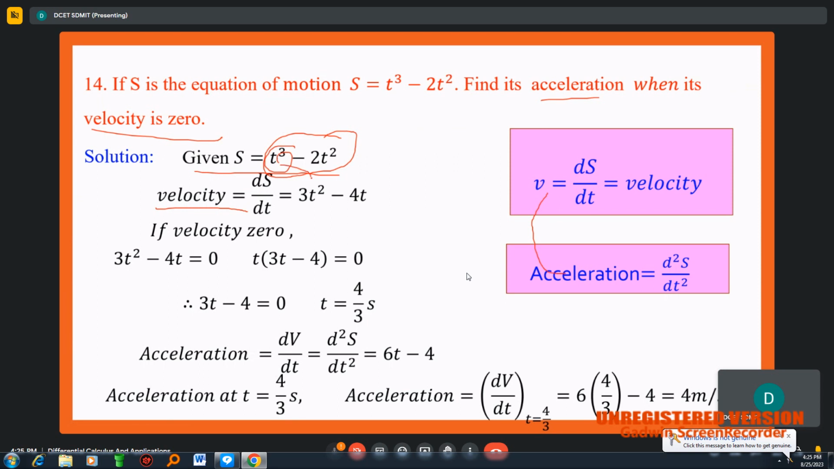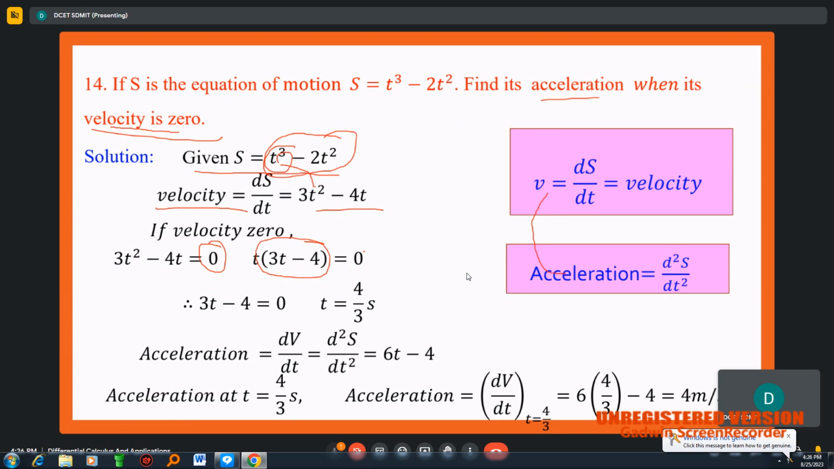Differentiation of t cube is 3t square, minus 2 is constant, differentiation of t square is 2t, 2 twos are 4t. We are getting this one. We have to find out when its velocity is 0. First we have to set the velocity equal to 0. What we are getting? Velocity v is equal to 0, so 3t square minus 4t equal to 0. Taking t common, t into 3t minus 4 equal to 0. Therefore 3t minus 4 is equal to 0. Therefore t is equal to how much are you getting? 4 by 3 seconds. Okay.